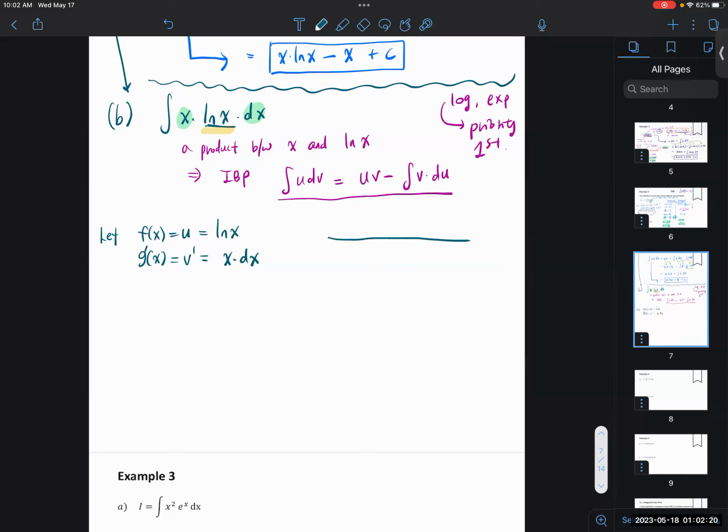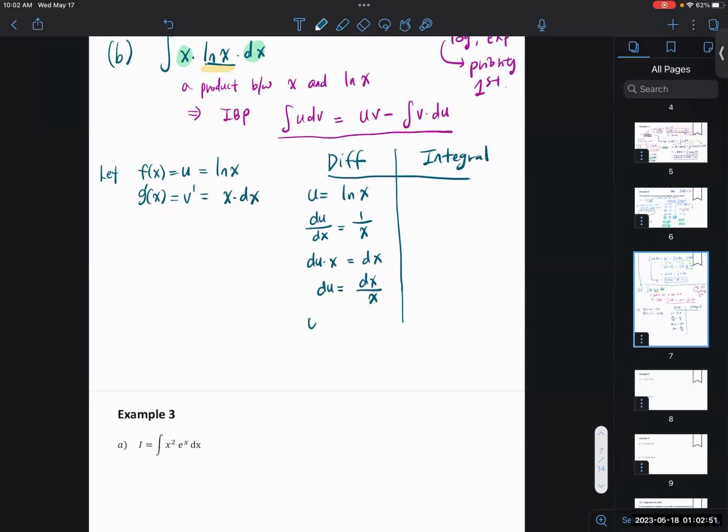By creating the table, we can find all the information. Take the differentiation of the first function, take the integral of the second function. So u is given, ln x. Let's find u prime. du over dx is 1 over x. So du times x equals dx according to cross multiplication, so du will be dx over x. Therefore, we have u equal to ln x and u prime is 1 over x.